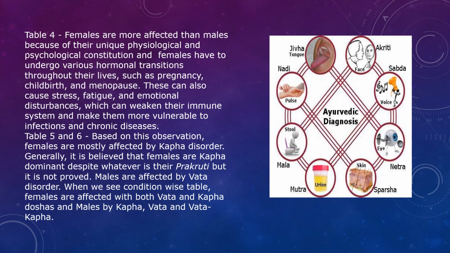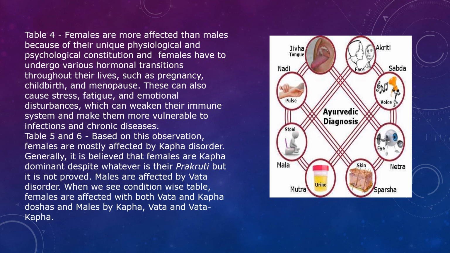Table 4. Females are more affected than males because of their unique physiological and psychological constitution, and females have to undergo various hormonal transitions throughout their lives, such as pregnancy, childbirth, and menopause. These can also cause stress, fatigue, and emotional disturbances, which can weaken their immune system and make them more vulnerable to infections and chronic diseases.